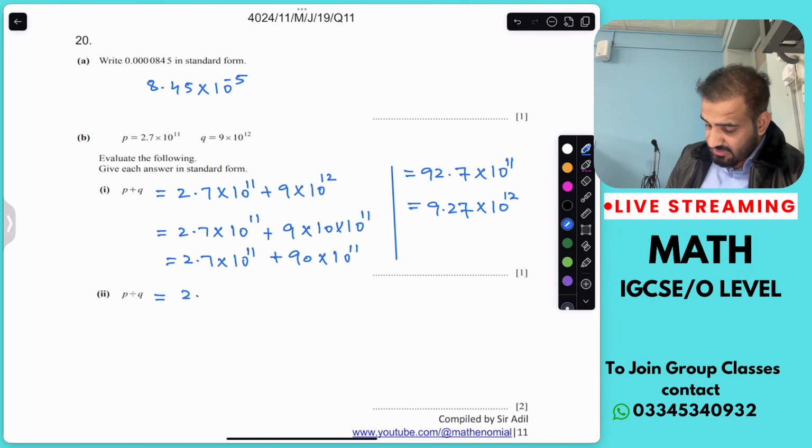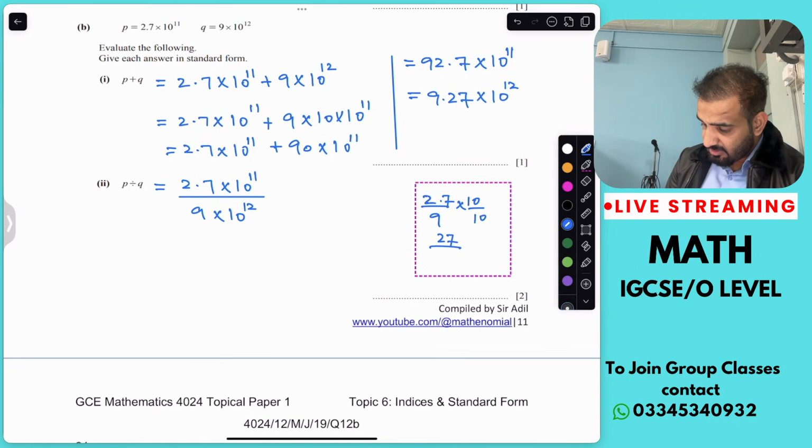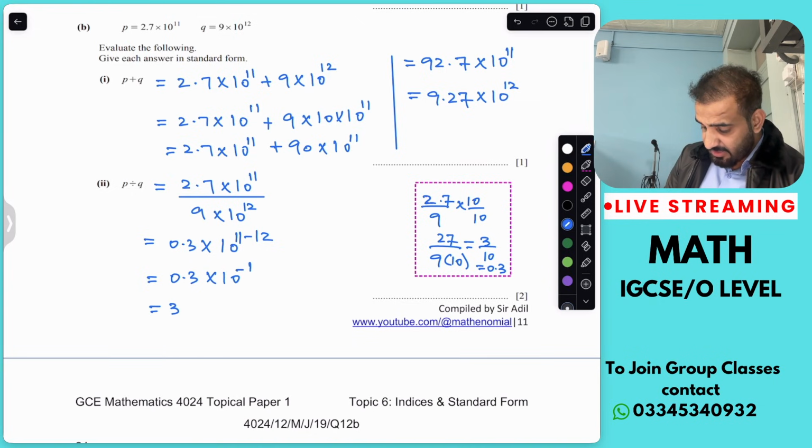P divided by Q. So 2.7 cross 10 raised to power 11 divided by 9 cross 10 raised to power 12. So 2.7 over 9, we'll multiply it with 10 over 10. So 27 over 9 times 10. So 3 over 10, which is 0.3. So 0.3 cross 10 raised to power 11 minus 12. So 0.3 cross 10 raised to power minus 1. So 0.3 can be written as 3 cross 10 raised to power minus 1 cross 10 raised to power minus 1. Bring this decimal to the right. So power will become -1. So 3 cross 10 raised to power -2.